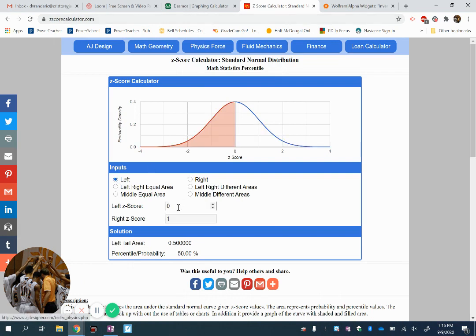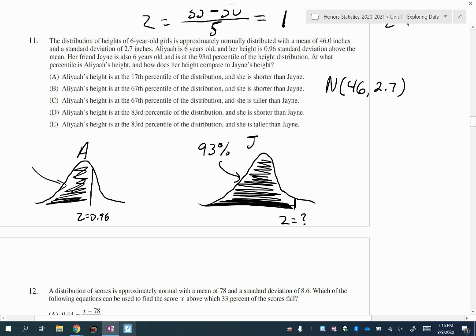So this is to the left. I'm going to type 0.96. So her percentile is the 83.15th percentile. All right, so approximately the 83rd percentile. So immediately, I haven't done anything else besides find her percentile, and I can already narrow it down to D or E, because I know she's not in the 17th or 67th percentile. She's in the 83rd percentile.